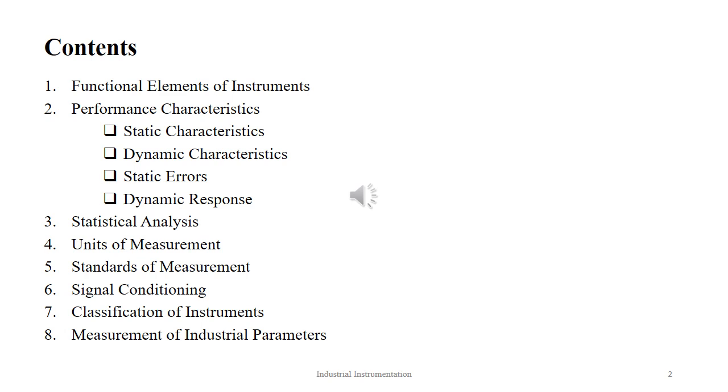The context of discourse that we will cover in this particular tutorial are as follows. We will start with the functional elements of instruments. Then we will see the performance characteristics, statistical analysis, units of measurement, standards of measurement, signal conditioning, and lastly we will come to classification of instruments and measurement of industrial parameters.